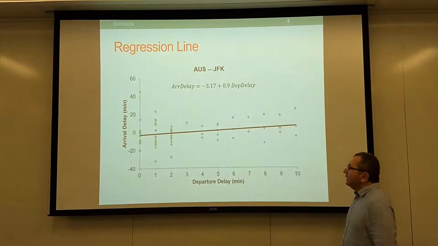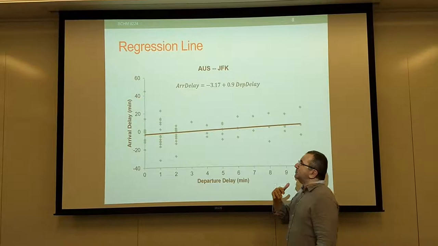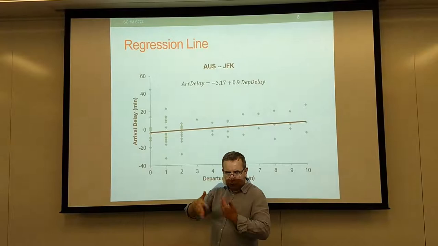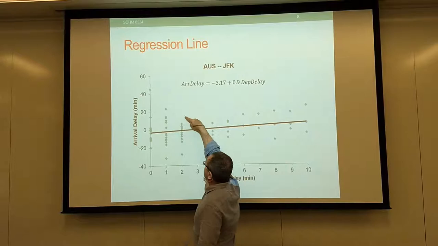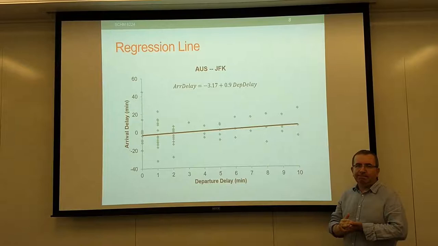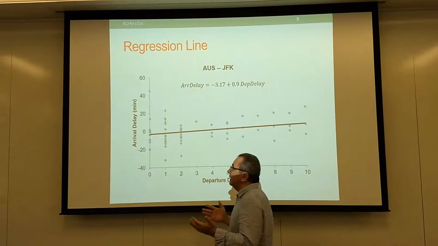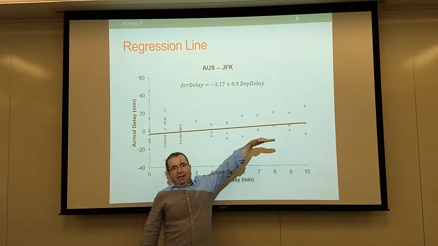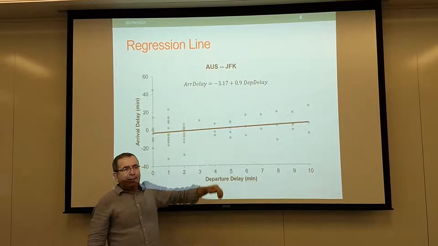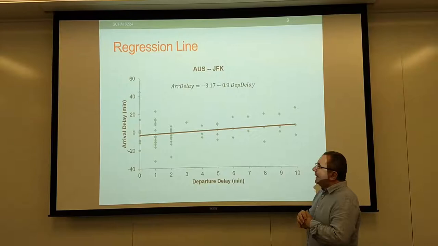So the arrival delays are plotted here. As you can see, sometimes flights arrive early, so negative delay means early arrival. Sometimes flights arrive late, okay? So the question is, why don't the flights always arrive exactly on time? Why is there variability in arrival times? If there was no variability in arrival times, you would see all the data points on this horizontal line at zero, okay? However, there's variability in arrival times, sometimes early, sometimes late, and we want to know why.